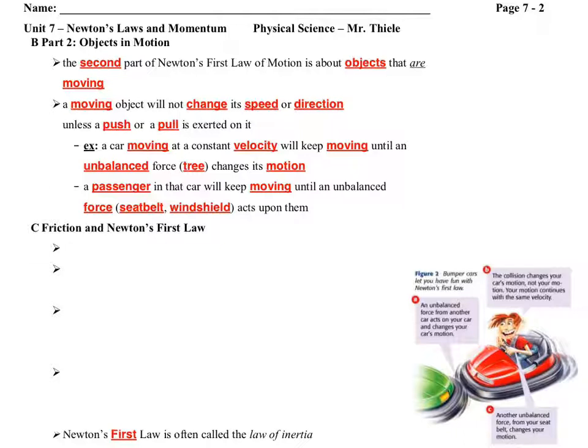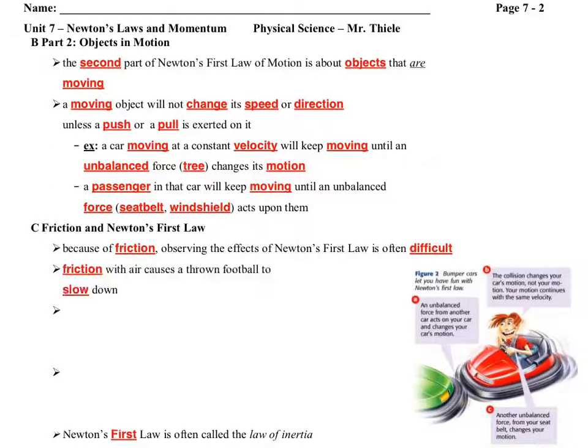So, next question. Why is observing the effects of Newton's first law often difficult? And the answer is because of friction. We always have friction involved with basic movements that we observe all the time. And friction makes the observation of this law a little bit difficult in its purest form. So, for example, what does friction with air do to a thrown football? The answer is friction with air causes a thrown football to slow down.